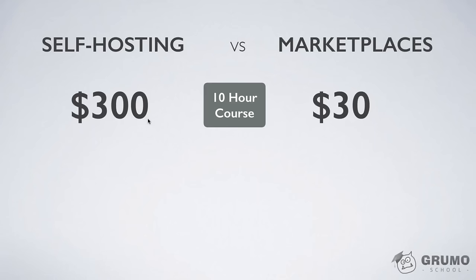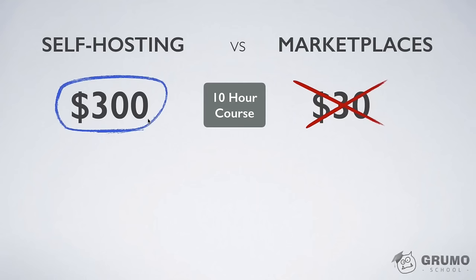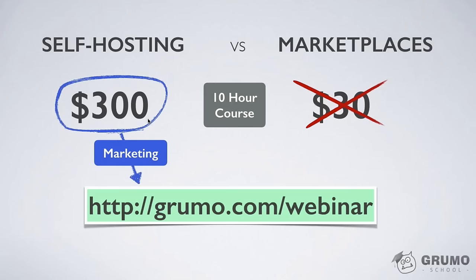So you have to get good at online courses. So how do you get good at online courses? You have to be really good at marketing. If you want to get really good at marketing, you have to go here at grumo.com/webinar right now, because that's the next webinar.